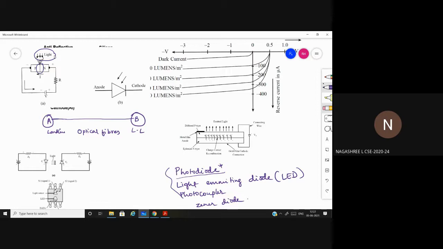Light flows through. Only light flows, right? So if person A and person B are using the landlines, they will be connected through optical fibers. Fine. Now, this person is going to speak. When he is speaking, he will have the headphone or the receiver. So what is that receiver going to do? It is going to convert sound energy to electrical energy, right?